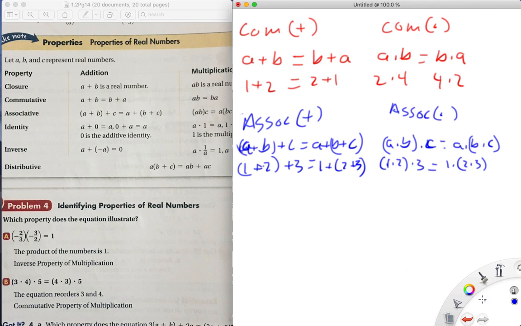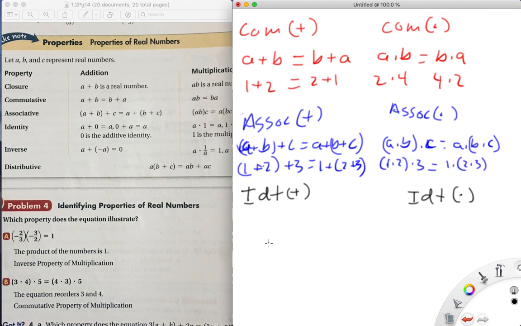Identities. There's an identity of multiplication, and there's an identity of addition. And the way that works is that for something to be called an identity, and I always write it like IDT with a plus sign, there's the IDT with the multiplication sign.